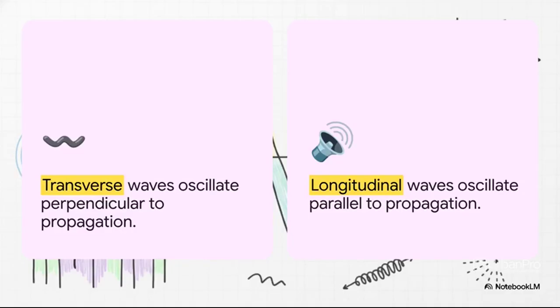Then, on the other hand, you have longitudinal waves. Sound is the perfect example of this. In this case, the particles oscillate parallel to the wave's travel. So instead of up and down, they create areas where the medium gets all bunched up. Those are compressions, and areas where it spreads out, which are called rarefactions.